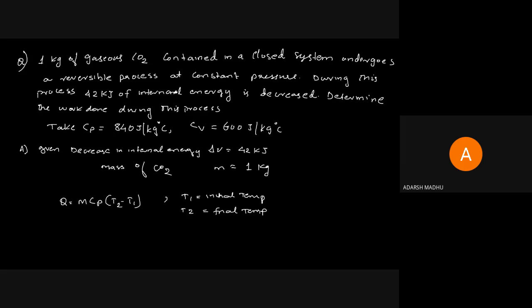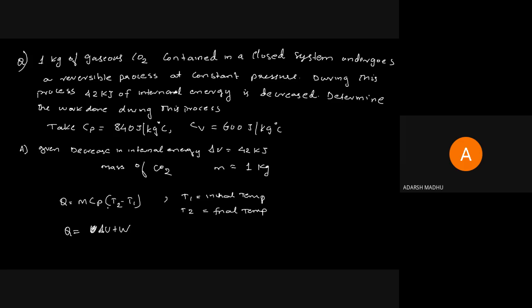Once we find Q, we can find W. So what is the Q and W relation? Q equal to delta U plus W. Delta U plus W, U2 minus U1 plus W, as we first learned. Q equal to U2 minus U1 plus W, or delta U plus W. So after finding the value of Q here, we can substitute the value of Q here and find out the value of W. Delta U is given, right?